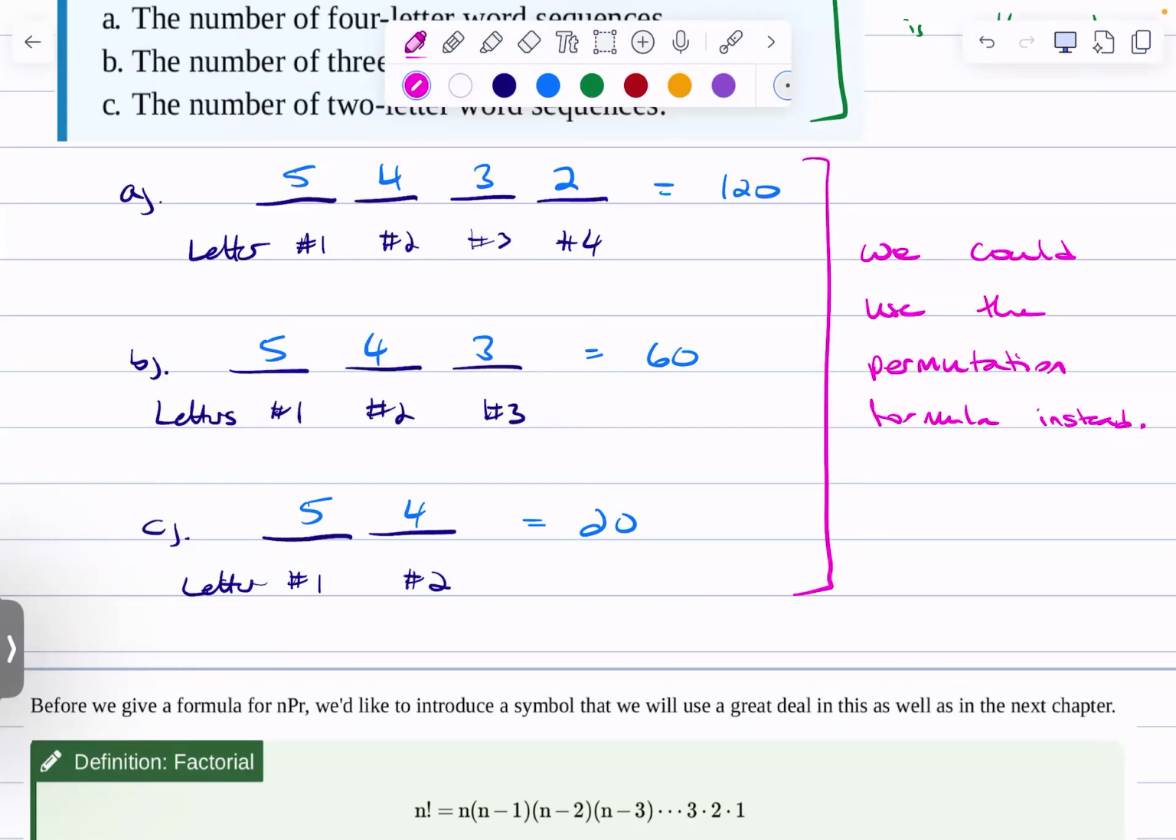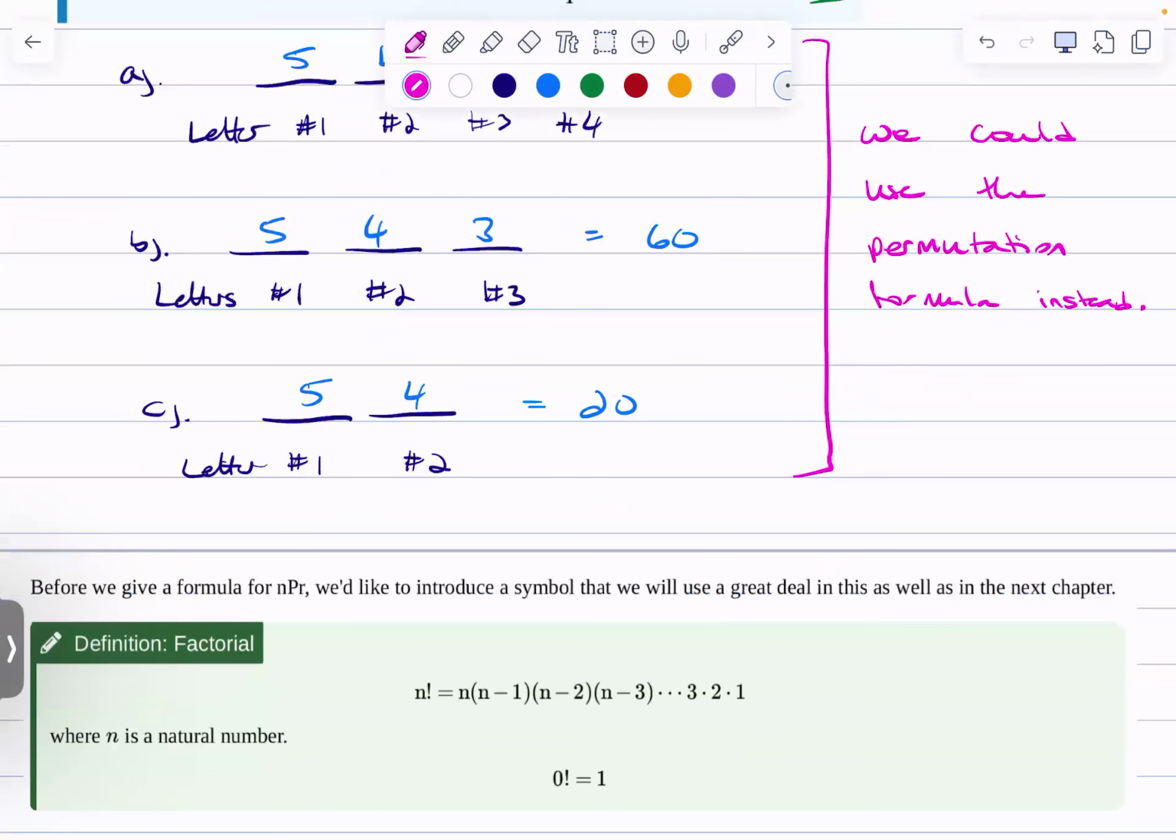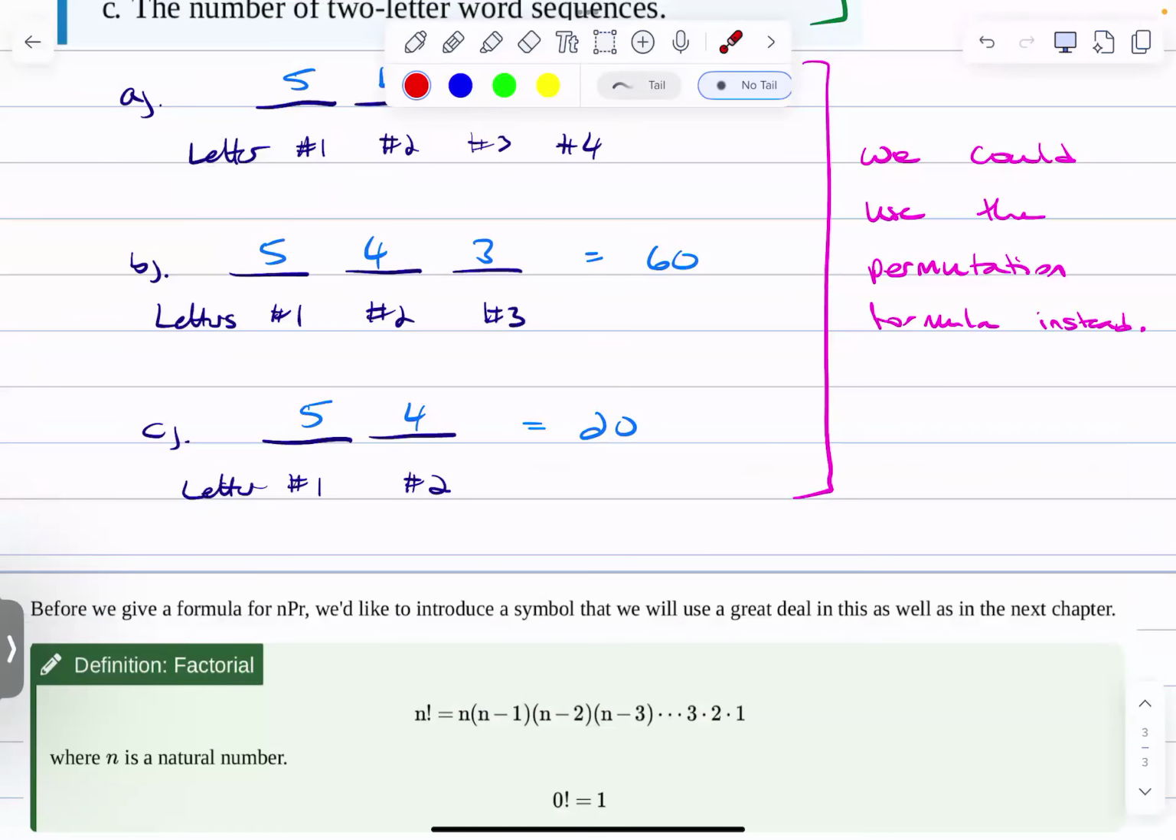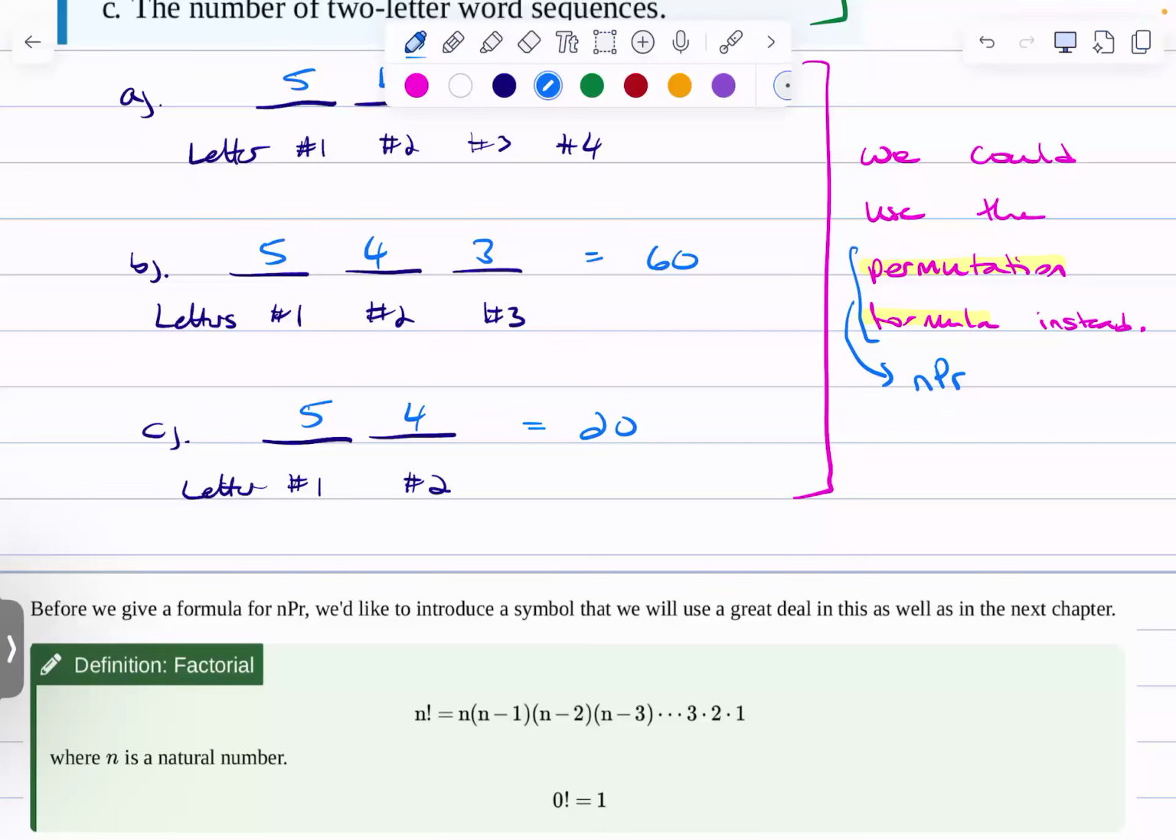I tend to not use the permutation formula that often, because I prefer the slots, but I should introduce it since it's the entire chapter. Or section, I should say. So, permutation formula. You might have seen at some point something like nPr. If you look at your calculator, there's an nPr button usually.